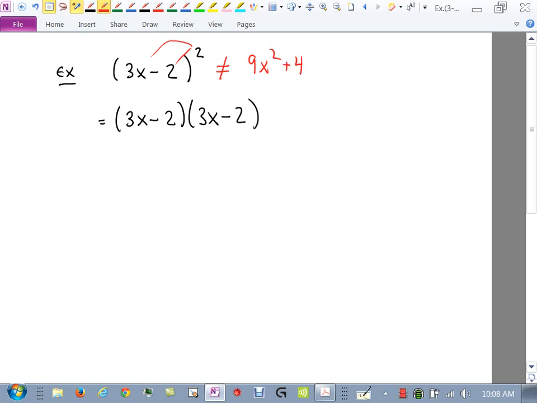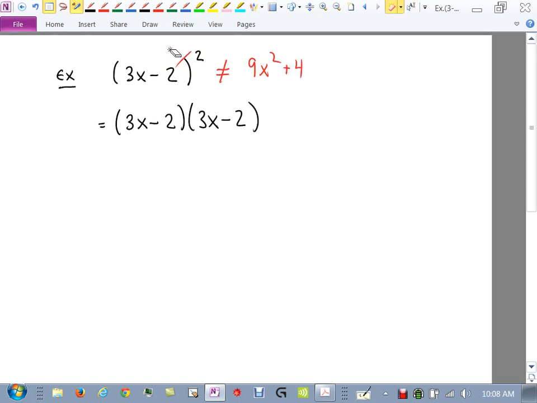That's incorrect. When are you allowed to put a power through a parentheses like that? Only if that's multiplication inside. Only if that's multiplication. If it's addition or subtraction, that power cannot go through like this and become this. So that's the mistake I don't want you to make.